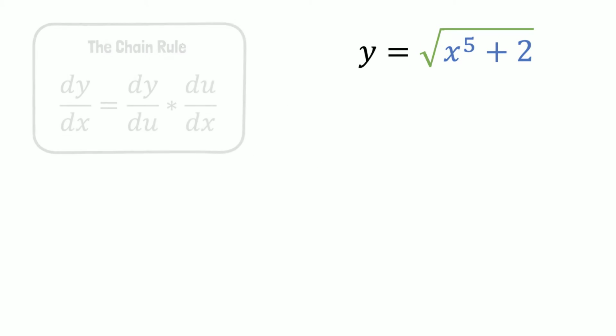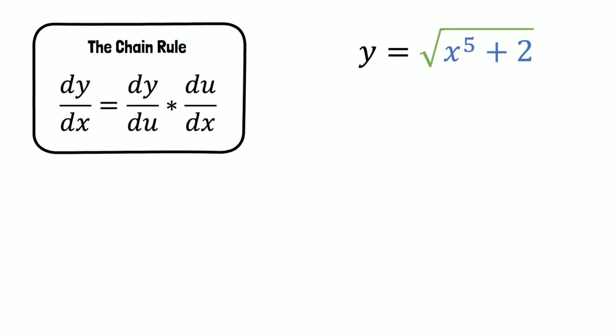Let me show you. On your screen you can also see the general formula for the chain rule. It says that the derivative of y with respect to x equals the derivative of y with respect to u multiplied by the derivative of u with respect to x. We are first going to find the derivative of y with respect to u and the derivative of u with respect to x. We can split up the function on your screen in two functions. Y equals the square root of u and u equals x raised to the power 5 plus 2. Again, the outside function is in green and the inside function is in blue.